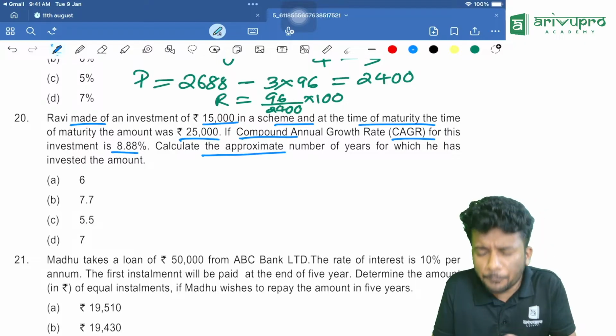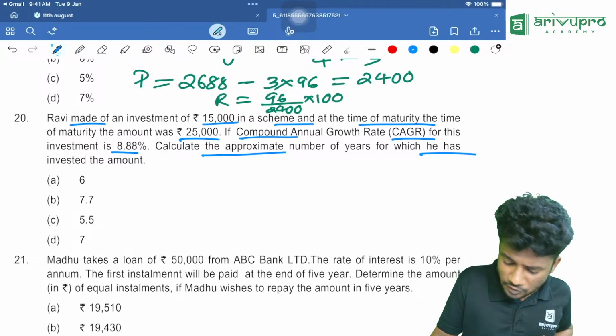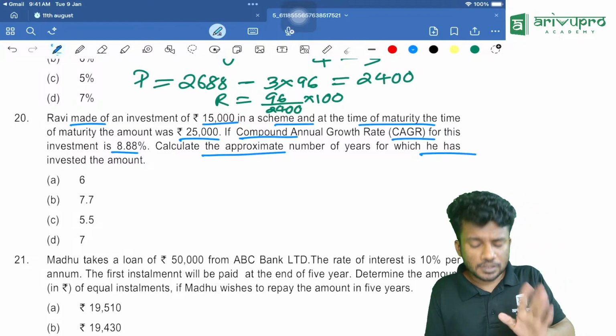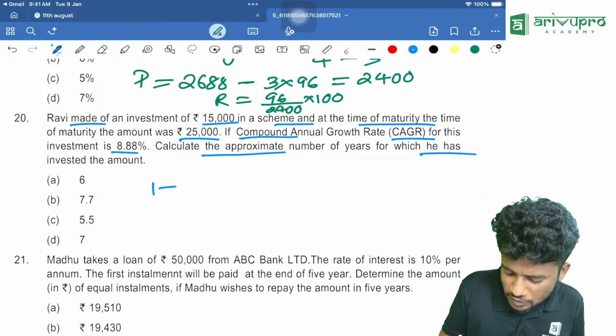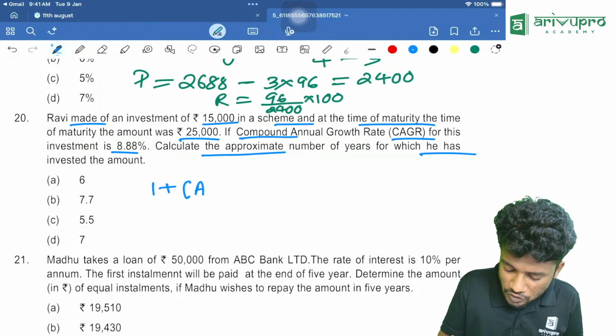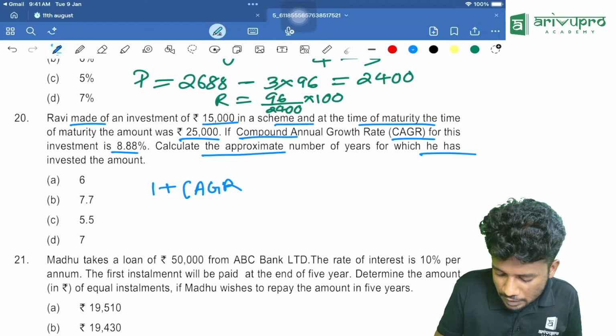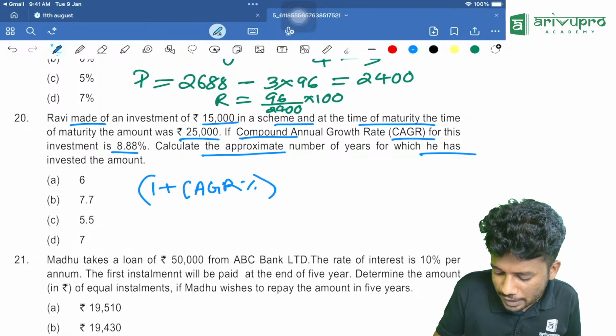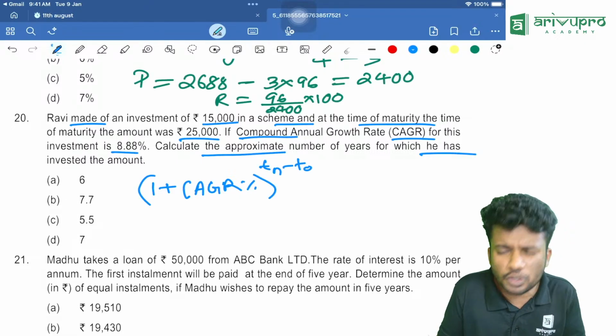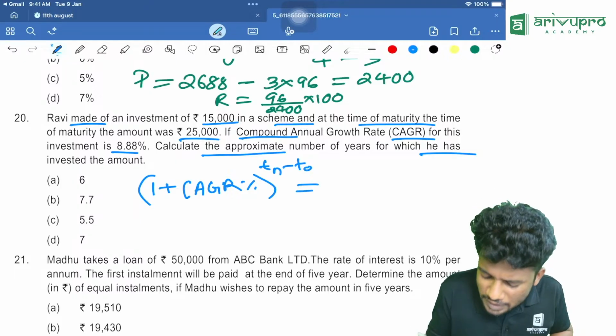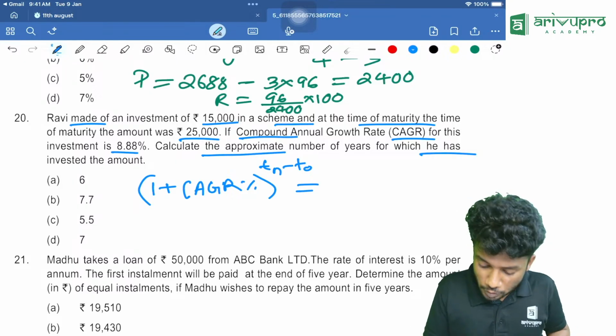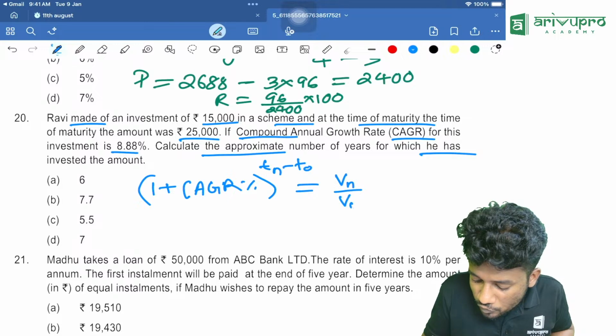8.88%. Calculate the approximate number of years in which he invested the amount is the question. The formula for CAGR is what? (1 plus CAGR percentage), the whole raised to Tn minus T0, or you can write it as the time period, which is equal to Vn by V0.